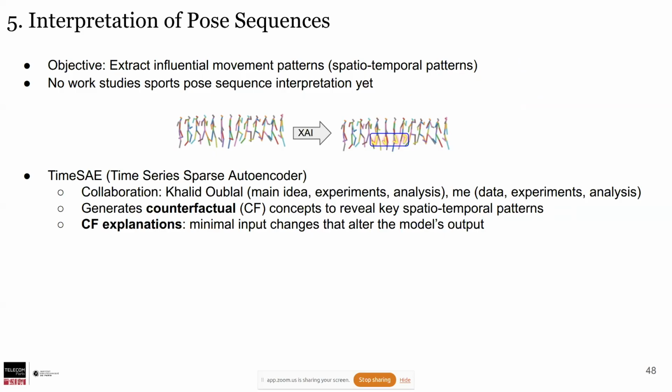In this work, I collaborated with Khalid, and we proposed a time series sparse autoencoder, which can generate counterfactual explanations. The counterfactual aims to find the minimal inputs that can change the model's output. In this way, we can identify the most important parts in the input that influence the model output.